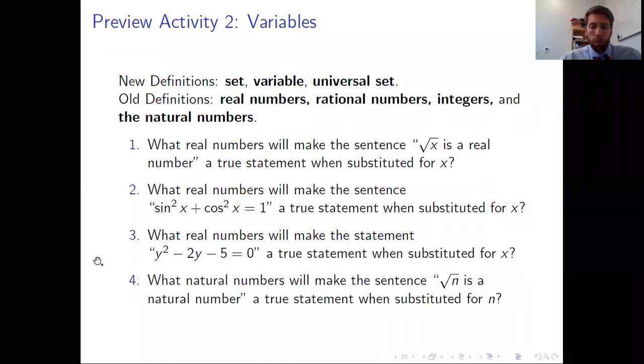And what natural numbers will make this sentence, square root of n is a natural number, a true statement when substituted for n? That's all the square numbers: 1, 4, 9, 16, 25, and so on.